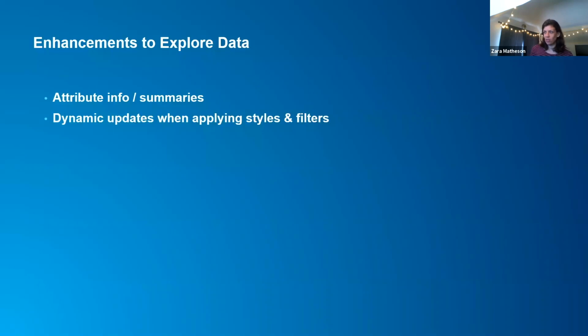So next I'm going to go into some demos about the different enhancements that Map Viewer Beta brings compared to Map Viewer Classic. And the first one is enhancements to explore data. And this includes some new enhancements about searching for attributes and finding information about your data before mapping, and also the addition of dynamic updates when applying styles and filters to the map.